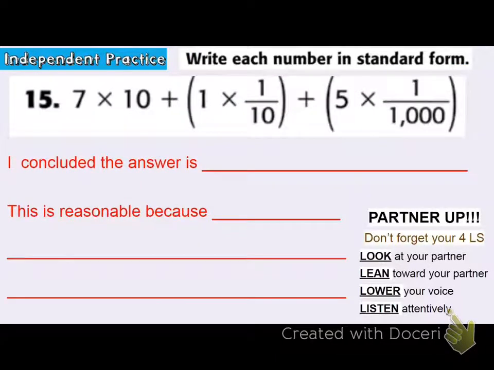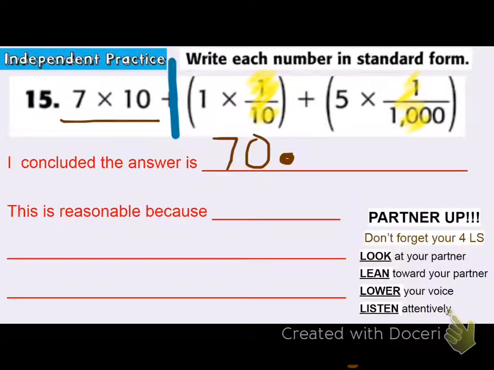Number 15, write each number in standard form. Well, this time there's only one number that's on the left of the decimal, and that's 70, because 7 times 10 is 70. And then I have to put that barrier, that decimal, to represent less than 1. Because I have 2 different digits that have fractions, I know they're less than 1.